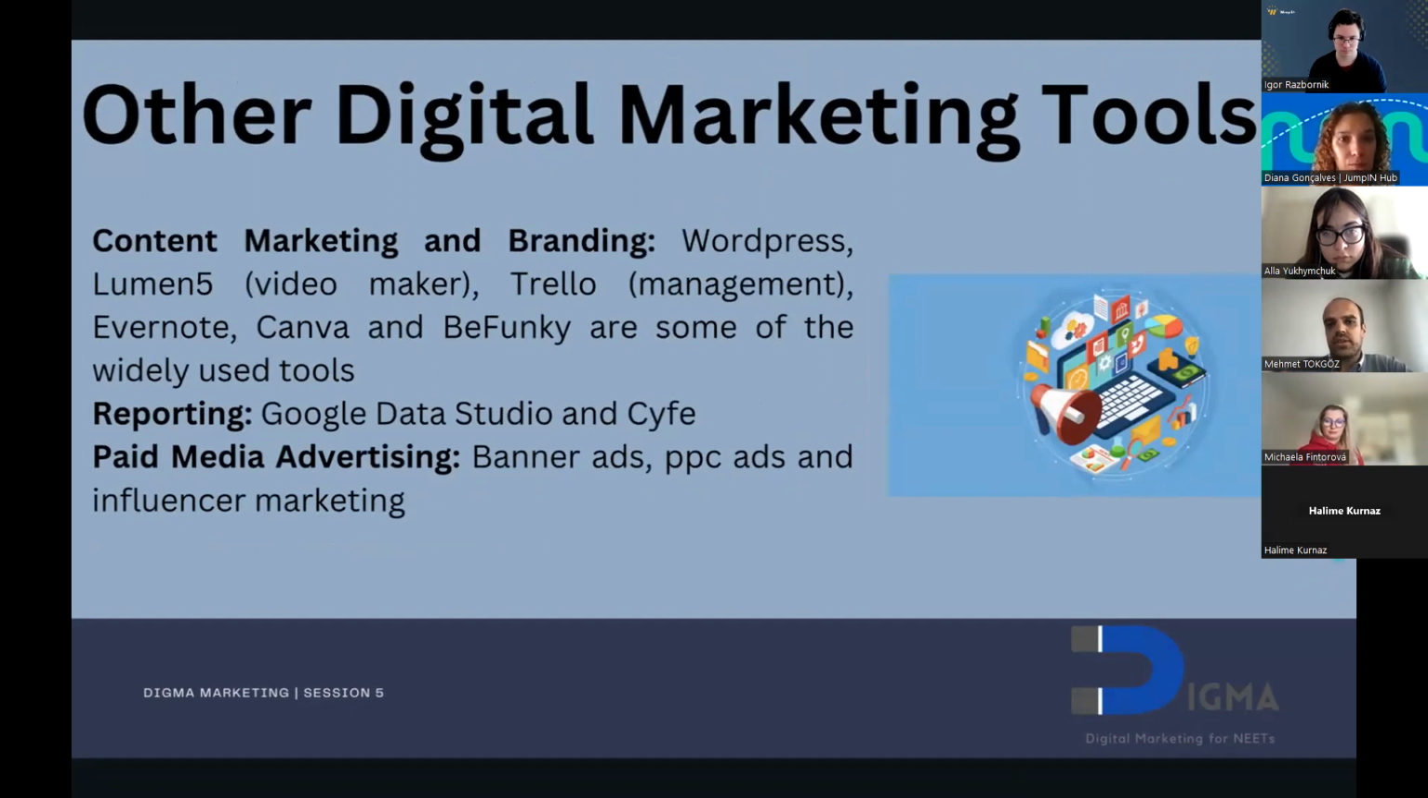There are also other digital marketing tools for content marketing and branding, like WordPress, Lumen5, Trello, Evernote, Canva, or you can use reporting tools like Google Data Studio. Paid media advertisement, banner ads, PPC ads, or influencer marketing are the other tools in this area.